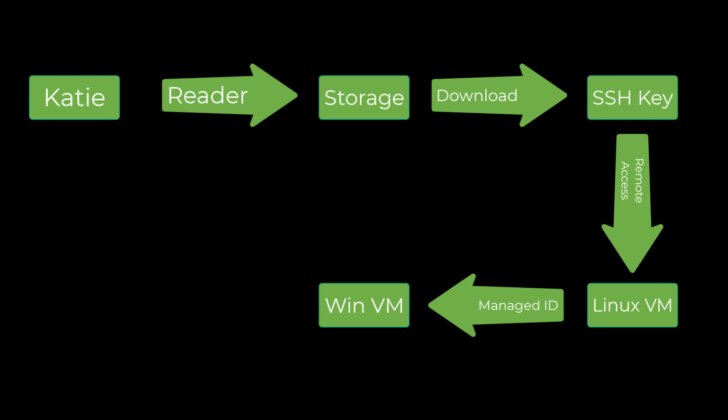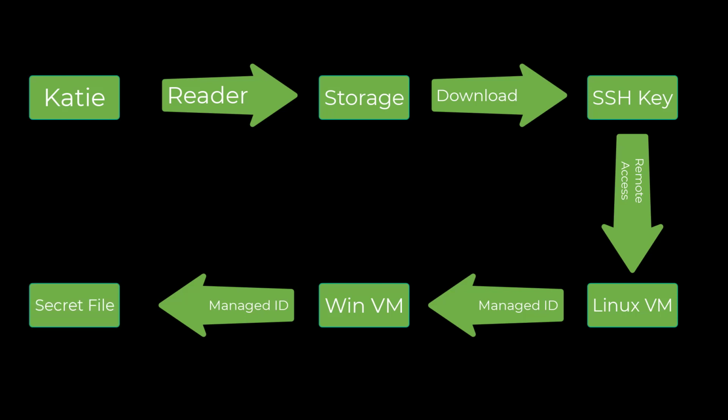So we use that to RDP into that Windows VM. Once we are on the Windows VM, we also look at the managed identity role and we see that the Windows VM also has a managed identity assigned that has a role that allows it to fully read all the data in the storage account. And we use that, or abuse that, to go and access the file share and thus are able to access the super secret key. And that's about it for this video.